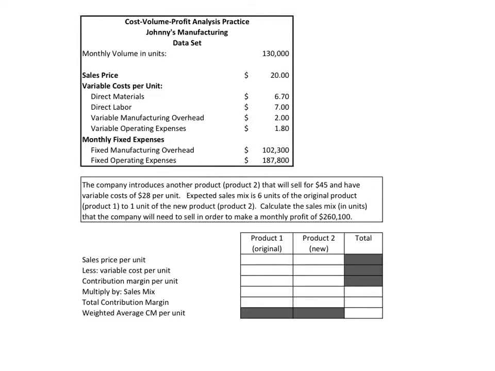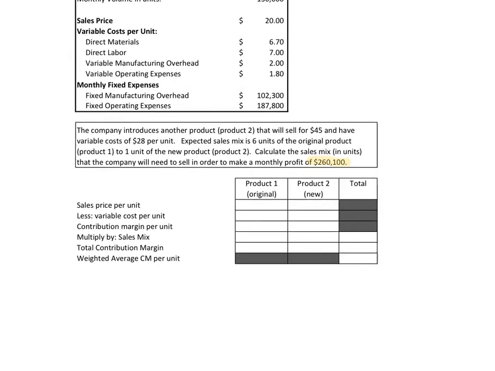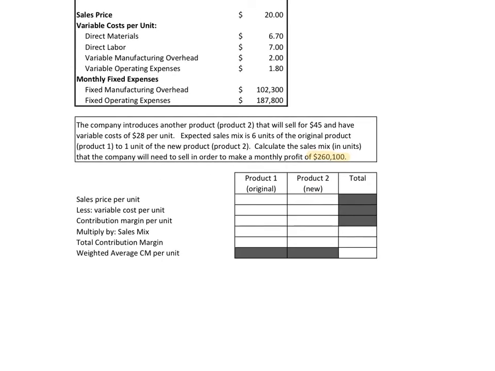This is the final step in our CVP exercise. In this final question, we are calculating the amount of units that a company needs to sell in order to make a target profit. So let's start by remembering from our past video what the equation is to calculate the number of units required to reach a target profit. That equation is fixed costs plus the target profit divided by the contribution margin per unit.